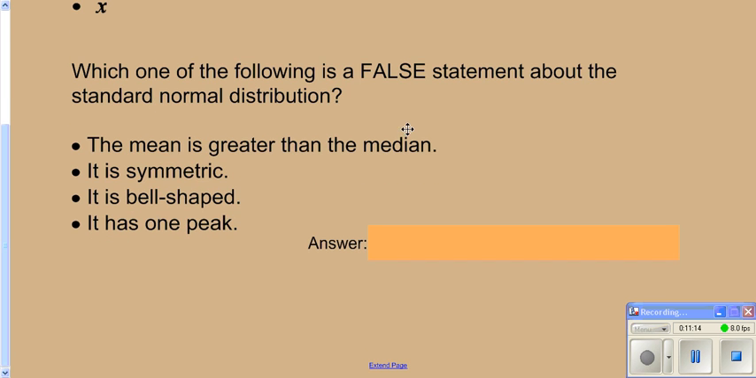Now, what's false about your standard normal distribution? Well, that your mean would be greater than your median. Remember that it's symmetrical and bell-shaped. It only has one peak, so therefore, since it's symmetrical, your mean and median have to be the same.